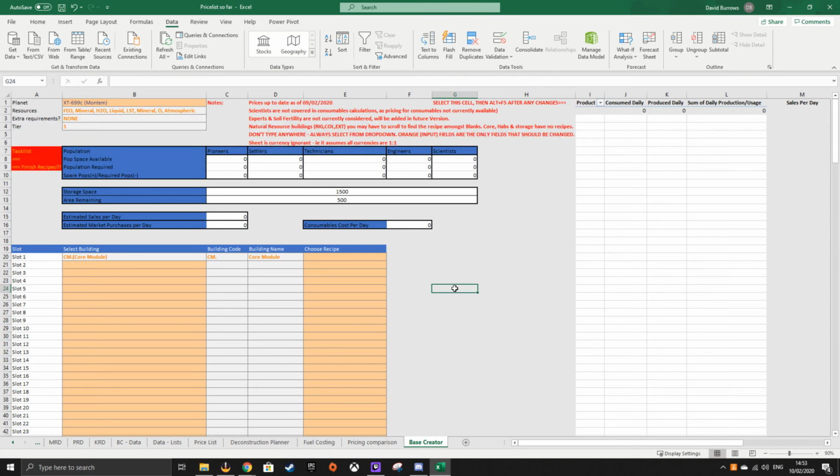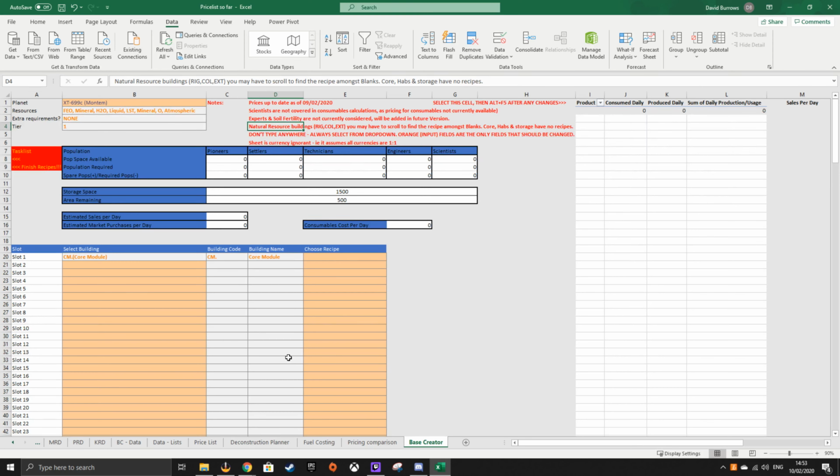So a couple of things that at the moment I haven't managed to implement, just to get those out of the way in advance. There isn't actually any pricing information for scientist consumables. Experts and soil fertility have not been put into this version yet, but I will be adding them in a future version. The natural resource buildings, you have to unfortunately scroll through a list of blanks to find the ones that are actually existing on your planet.